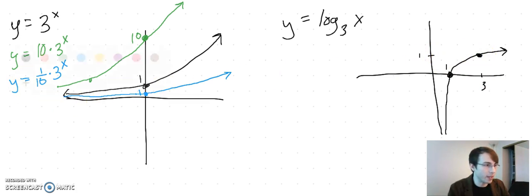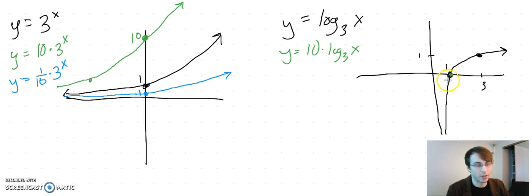Now, if you take y equals 10 times log 3 of x, then now this point is staying at 0 because 0 times 10 is just 0 still. But now this point that was originally at 1 is going up to 10. And this point, say this point was originally at like -1, now this is going down to -10. So it's looking something like that.